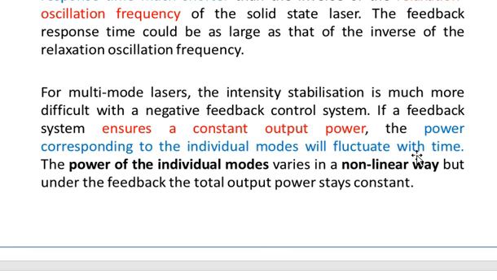So now the output power, which contains many output laser frequencies, if you measure the output power of such a laser averaged over many frequencies, then of course the power stays constant. But the power corresponding to the individual modes or individual frequencies lasing out with the laser will fluctuate with time. That is, you cannot control the power of the individual longitudinal modes. The power of the individual modes varies in a non-linear way and cannot be controlled, and we cannot assure constant power for each individual mode. But under the feedback, the total output power stays constant.